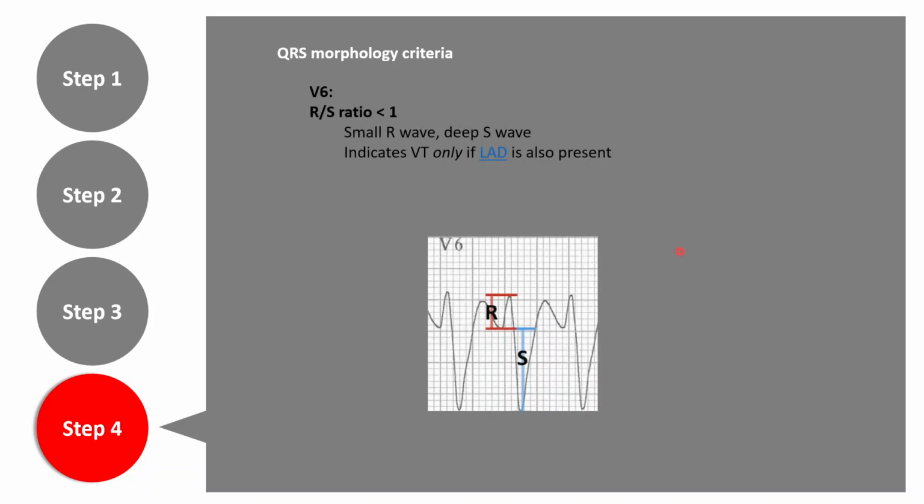The last but not the least is the ratio between the R wave and the S wave. Now in this example, as you can see, there is the R wave here which is small and the S wave which is quite deep. The ratio between the R wave and the S wave will be less than 1. This is highly suggestive of VT if the person has got a left axis deviation.